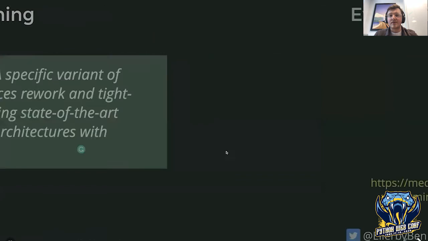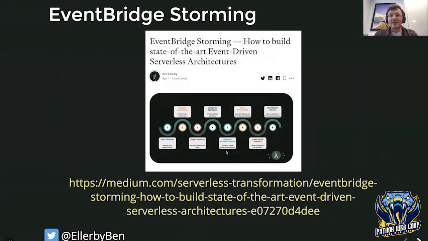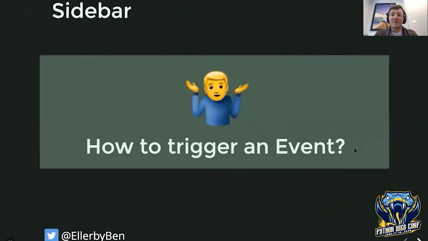And a quick sidebar on this. Actually, before that, if you do want to read a full guide on this, you can go to the Serverless Transformation blog, which I've written, and that goes through and breaks down those 8 steps in a bit more detail. But the quick sidebar that I was talking about is: how do we trigger an event?